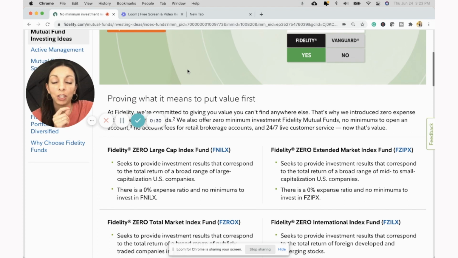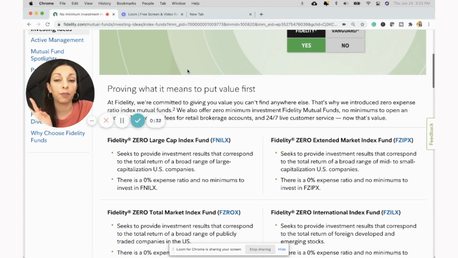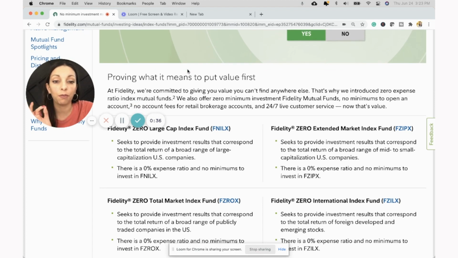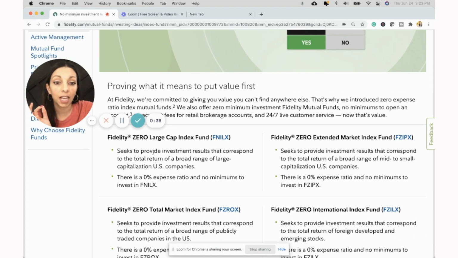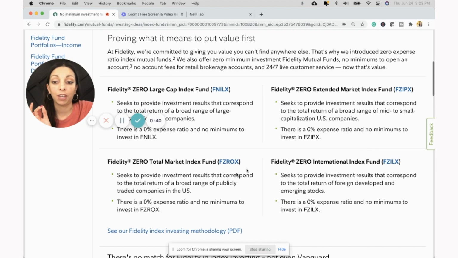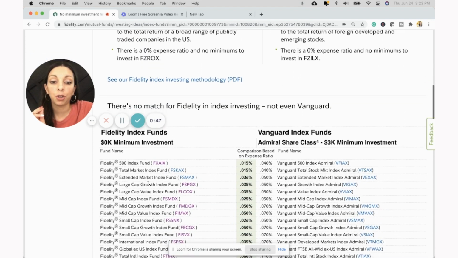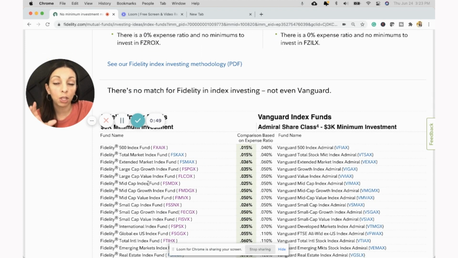Oh, I forgot to mention they do offer 4 different index funds that are completely free to use. So they're their zero funds. They've got a large cap index fund, and they have an international and a total stock market fund. So these are worth looking at as well. But I'm going to show you how to compare similar funds to each other side by side.